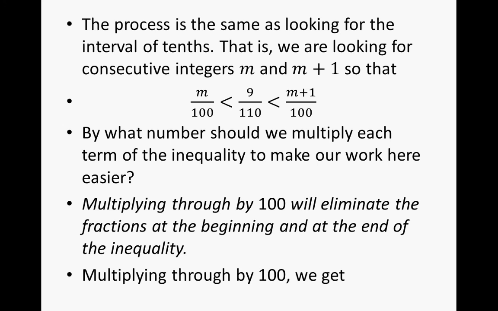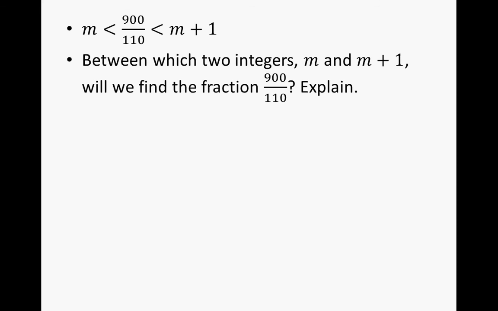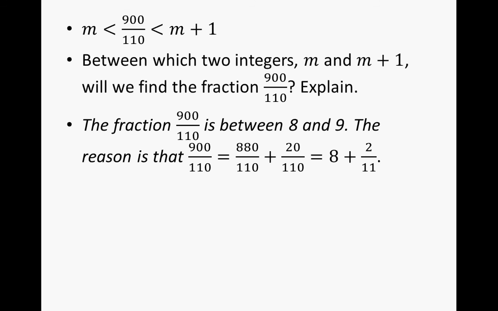So multiplying by 100, we get m is less than 900/110ths, which is less than m plus 1. So between which two integers, m and m plus 1, will we find the fraction 900/110ths? Well, the fraction 900/110ths is between 8 and 9.